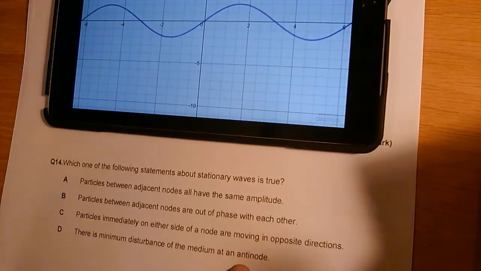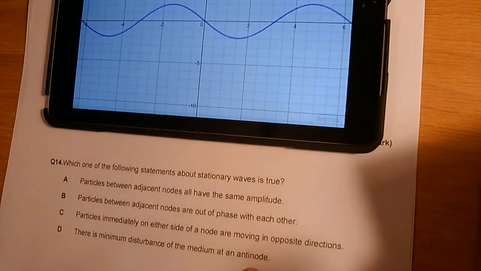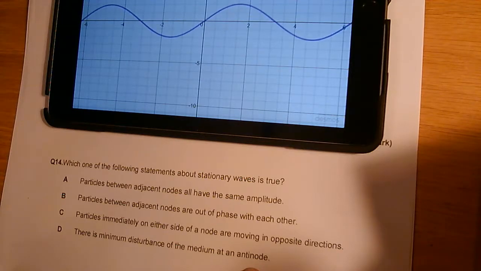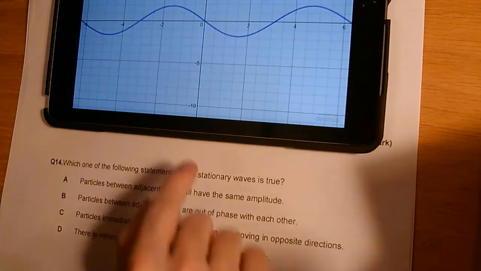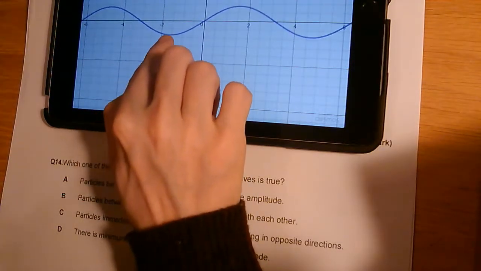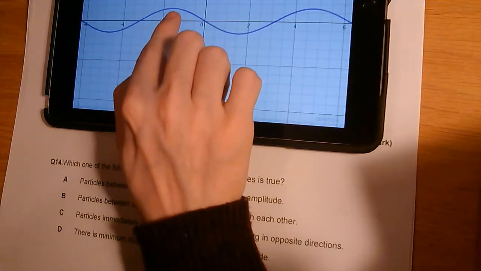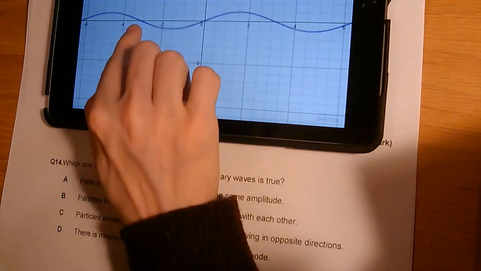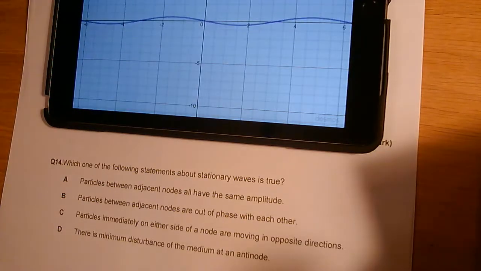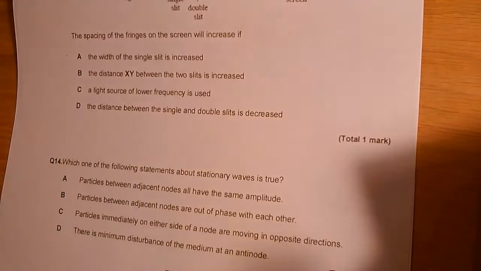There's minimum disturbance of the medium at an antinode. Well, that's kind of the opposite of what an antinode is, isn't it? The antinode is where you've got maximum disturbance. That's where you've got this disturbance here. The point where we've got minimum disturbance, of course, is the node. So it's got to be 14C for that one.